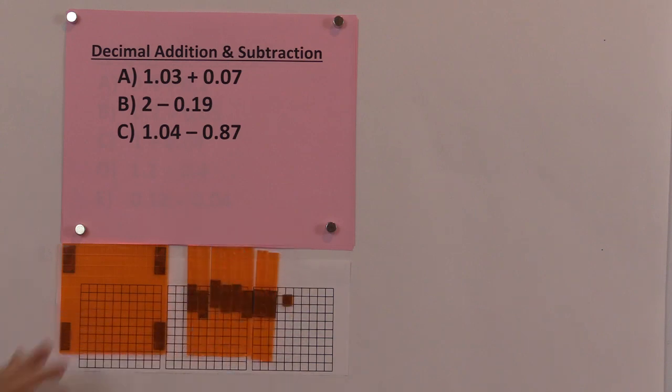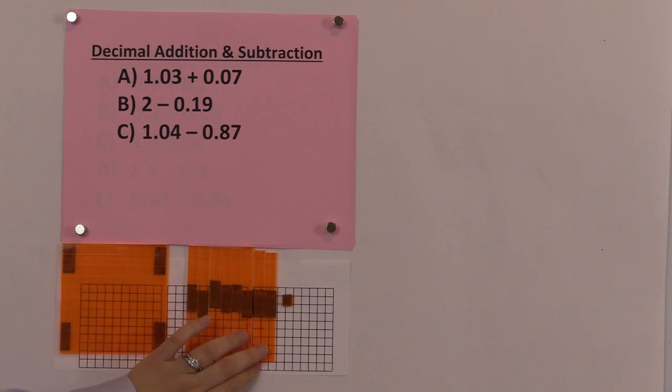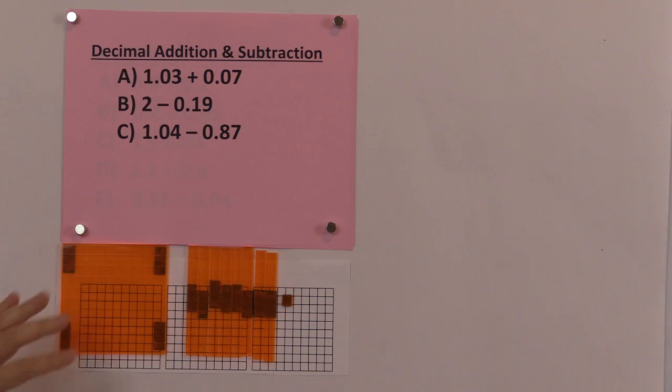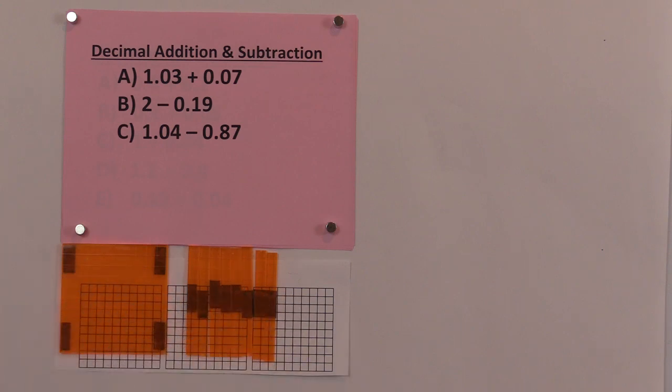So what is my answer? 1 and 1, 2, 3, 4, 5, 6, 7, 8, 80, 1. What is my unit? Hundredths, right? Do you see what I'm doing here? So my answer is 1 and 81 hundredths. Okay, good. The last one.